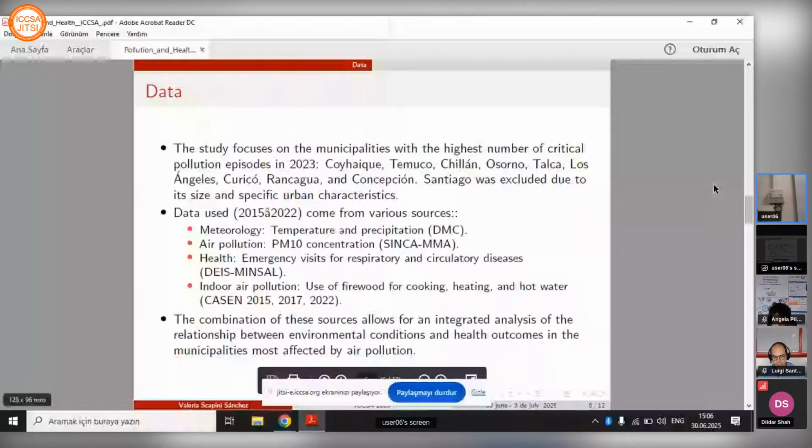The methodology comes from different sources: the directory of evolution from the Ministry of Environment, with particulate matter 10, and from the Ministry of Health, specific respiratory and circulatory diseases information.